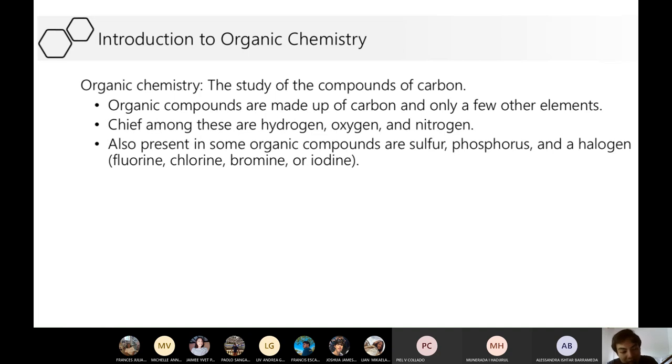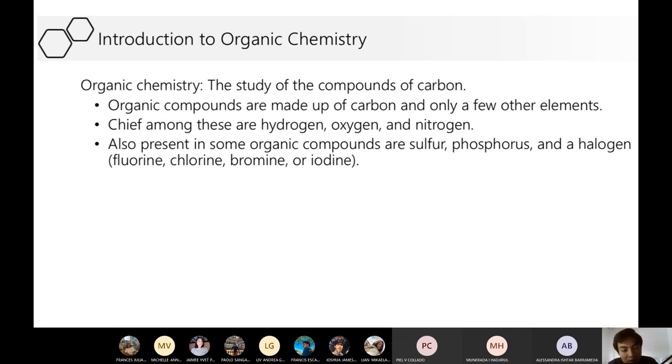The combination of these atoms can form different substances that make up our body, our proteins, our DNA. Everything we have in living things is made up of organic compounds.